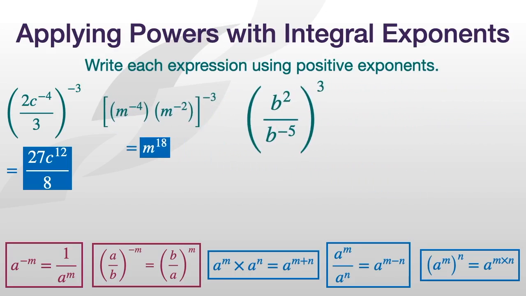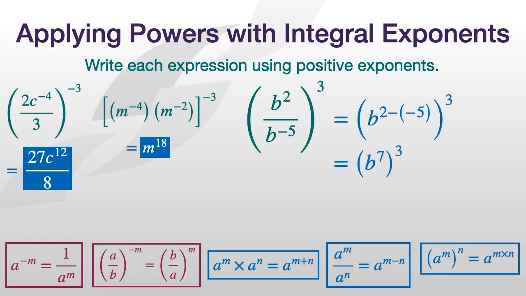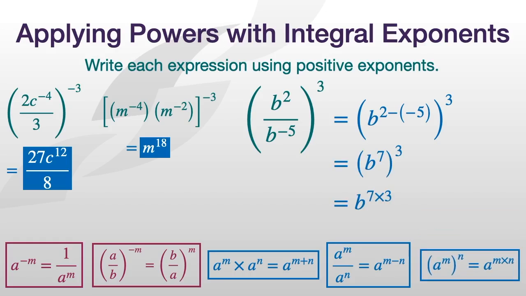For the final one, let's look at the division of powers, so we subtract the exponents. This gives us b to the 7th to the 3rd. This is a power of a power, so we multiply the exponents, and our final answer is b to the power of 21.